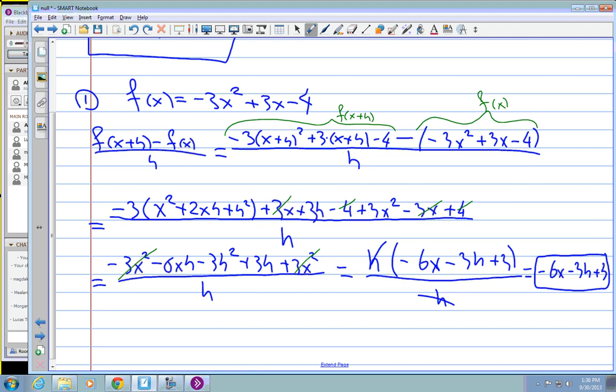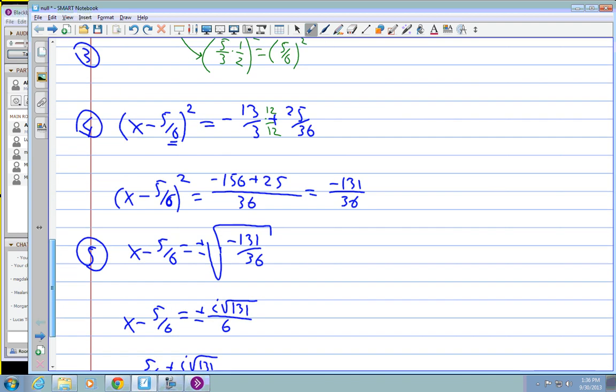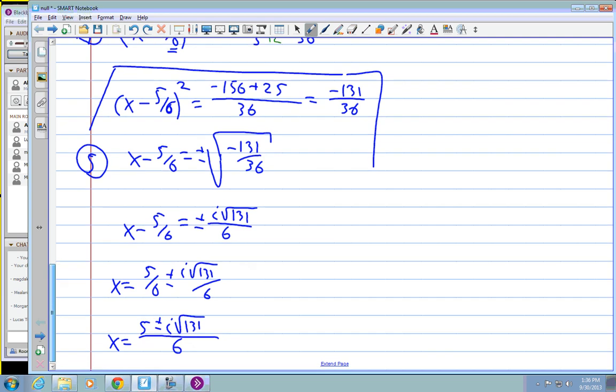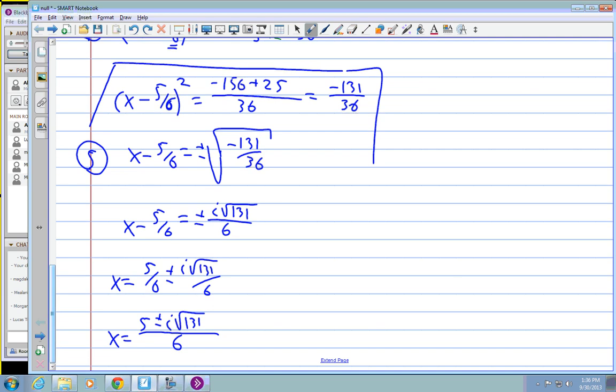Well, extracting the square root is everything from this step on. Like the previous example we did, when you have a perfect square equal to a number, to extract the square root, you do plus or minus. So this is extracting the square root. It's already given to you as a perfect square. So you isolate the perfect square and then square root both sides, with the plus or minus.